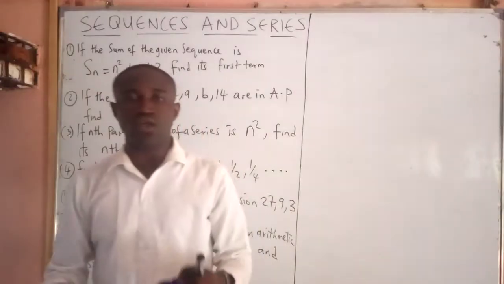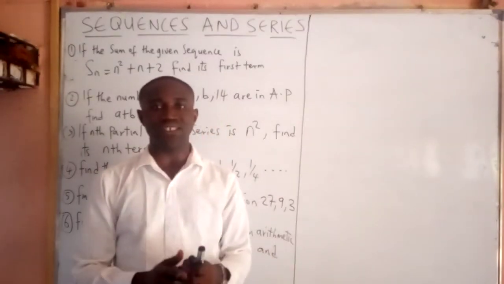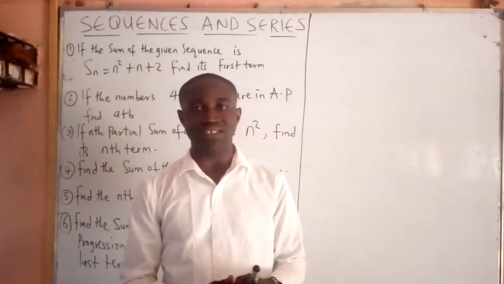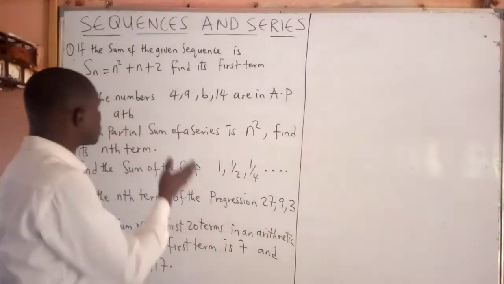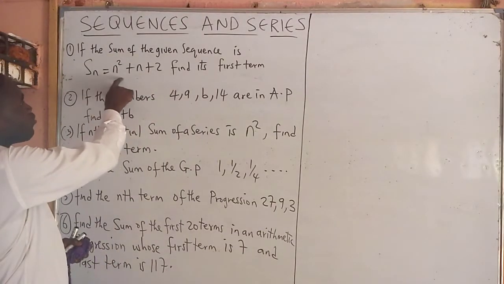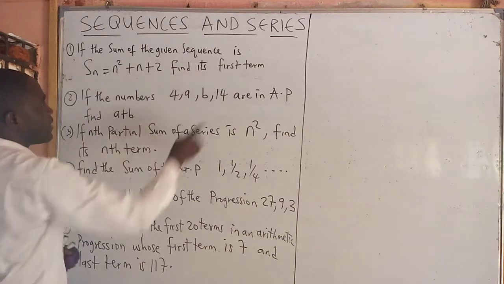Welcome again to the continuation of this topic, sequences and series. We want to solve some important questions on sequences and series. You can see the questions on the board. If the sum of the given sequence is Sn equal to this, find its first term.